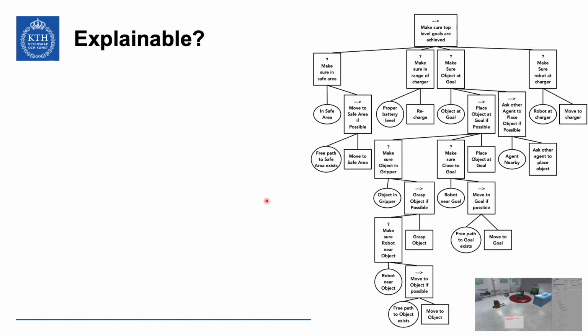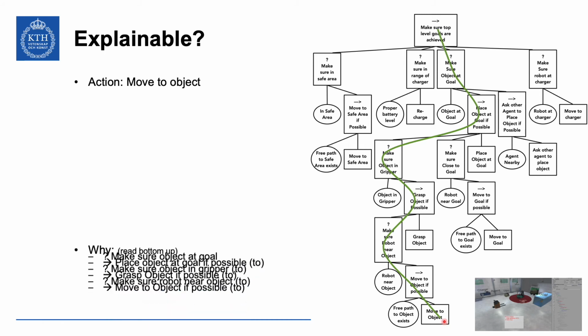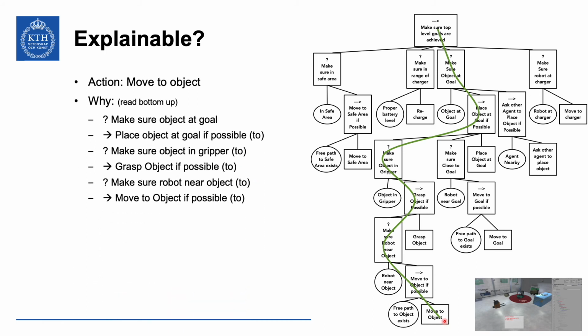So can we get explanations here? Well, I just hinted at the answer. So let's pick an action, move to object down here. Then we trace the path to the root from move to object. And now if we read the labels here, we get a fairly explicit explanation for why we're moving to the object. So it actually makes sense to read this bottom up here.